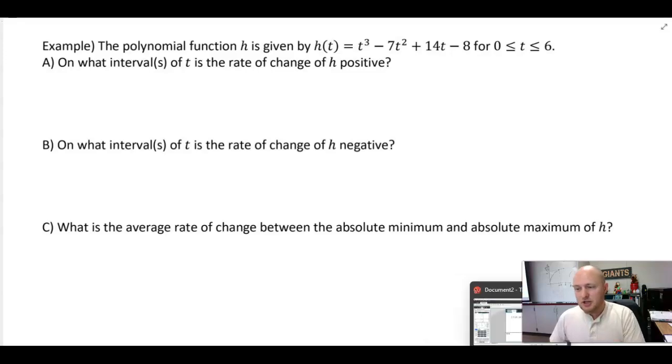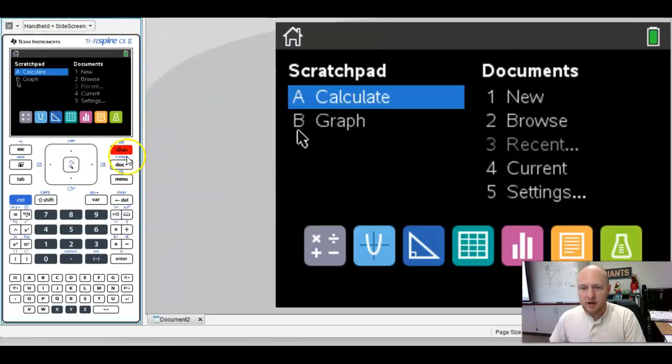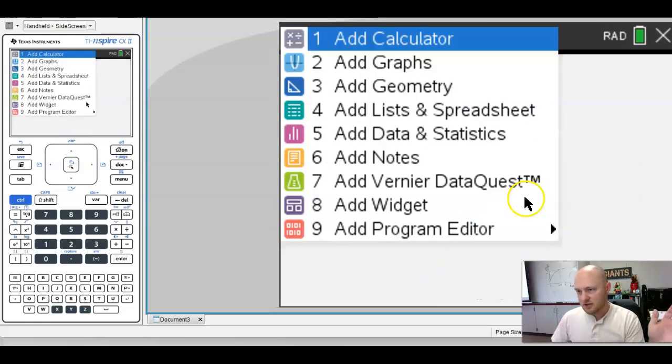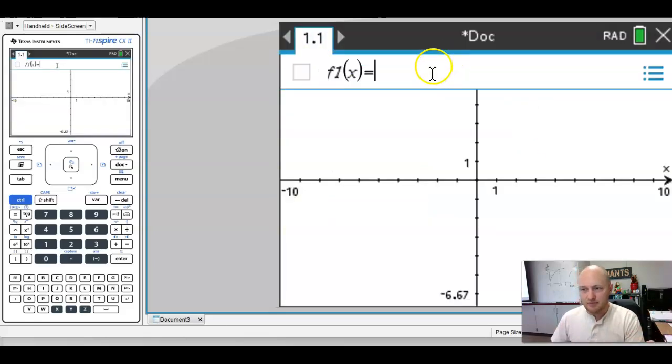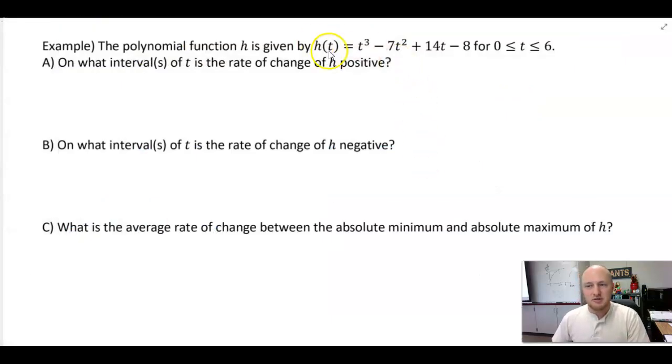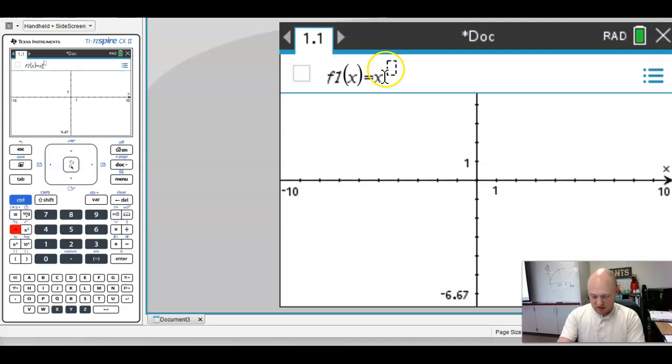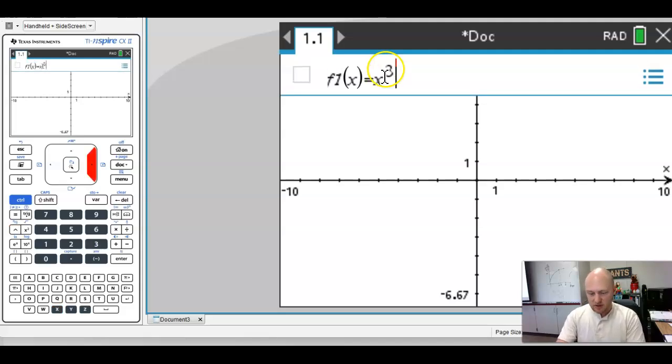So again, what I'm going to do is open up a new document. I like to reset. I don't like to have lots of documents. And I'm going to graph this function. Something about this function is it's defined in terms of t. Notice the independent variable or the input is t and not x. Your calculator likes to define it in terms of x. So I'm just going to switch out the t's for x's when I punch this into the calculator. And we'll be able to graph it here.